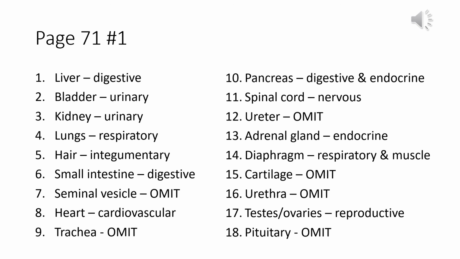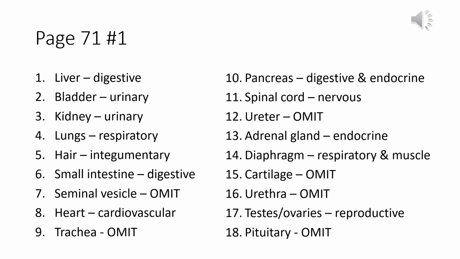The spinal cord is in the nervous system. The ureter is the connection between the kidney to the bladder, so it would be in the urinary system, but you won't need to know that until 1409. The adrenal gland, we did say, secretes some hormones, so it's in the endocrine system.